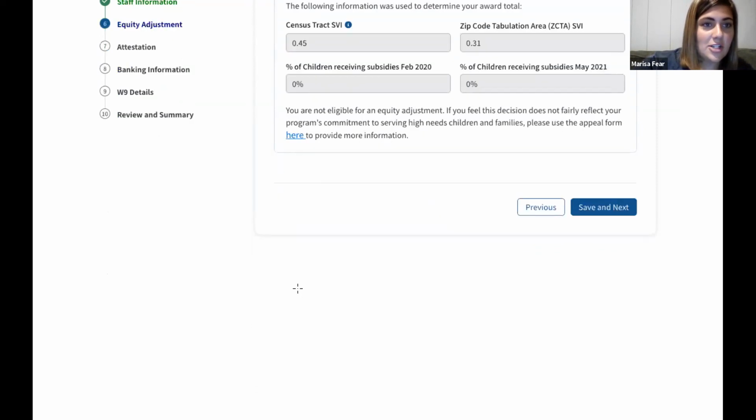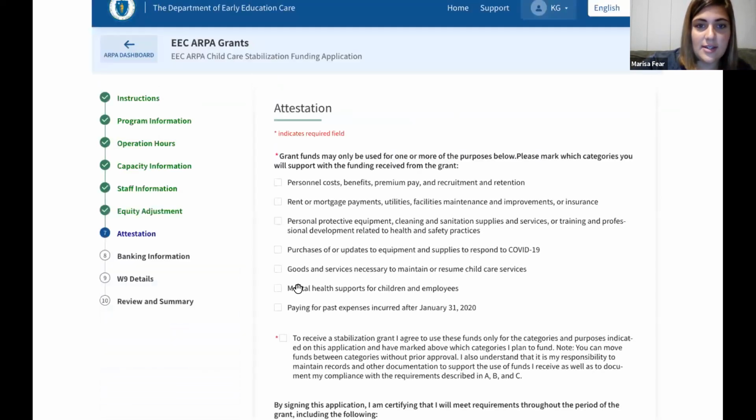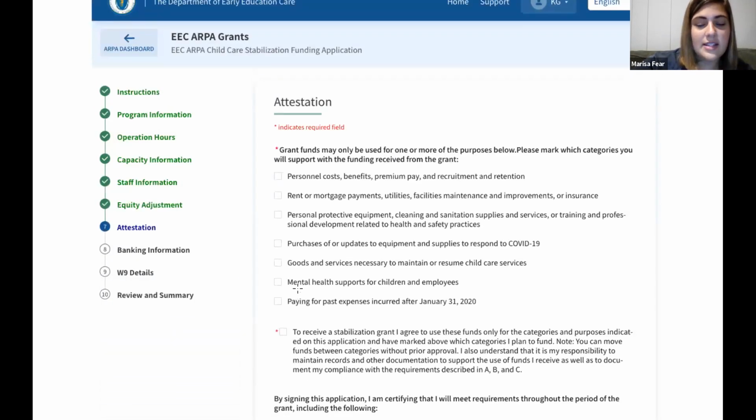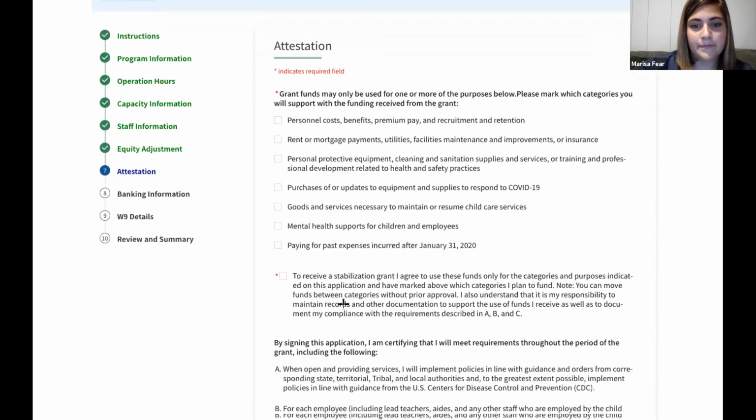So the last section I'm going to show is the attestation section. This is where it'll show you that same list of allowable expenses, so what you can use these grant funds for. And remember, it's 1 or more of the purposes below. So you can click all of them. You can click just 1 or 2. But those are the categories that you can use the funding for.